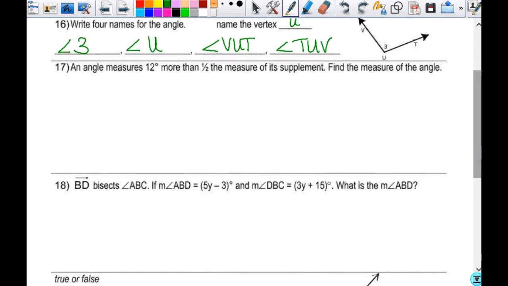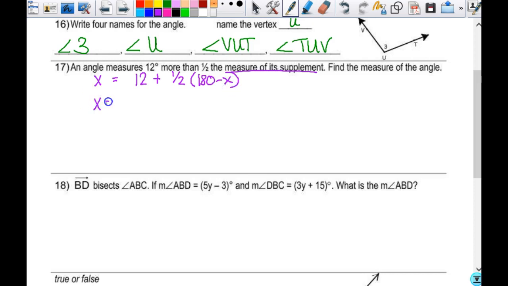An angle measures 12 degrees more than half the measure of its supplement. Find the measure of the angle. So we're translating. An angle is, so an angle, which is x, is 12 degrees more, so that's a positive 12, more than half the measure of its supplement, and the measure of its supplement is 180 minus x. There's your equation. So now you just got to solve it.